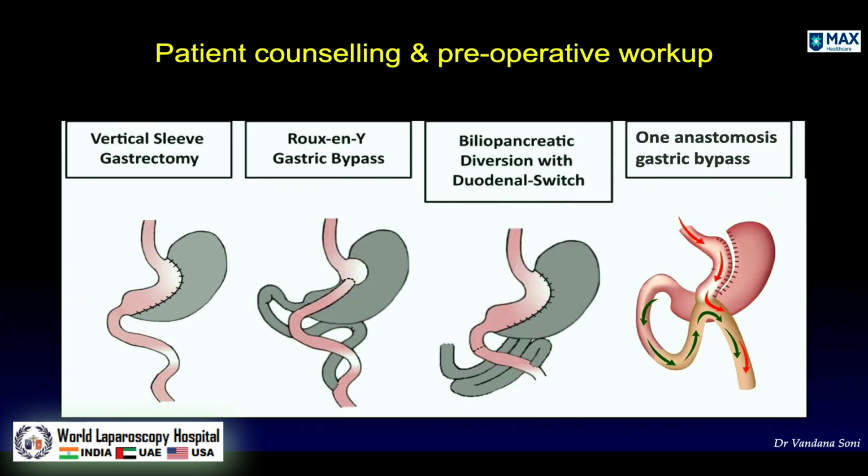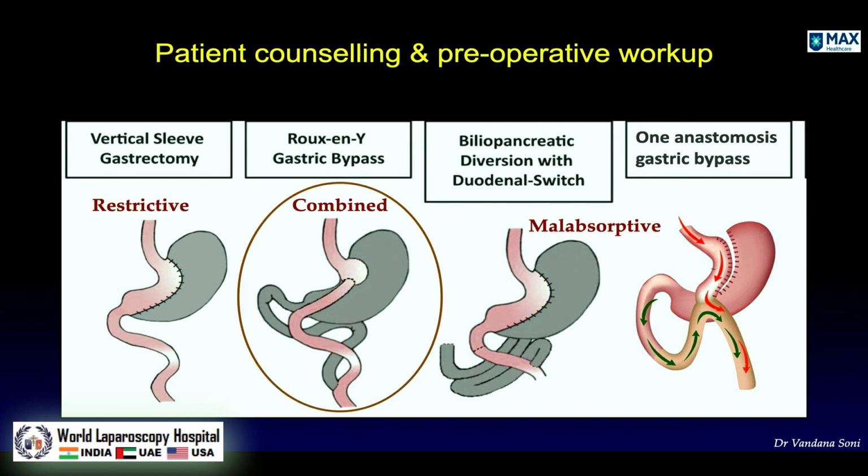So the different procedures which are available have evolved along restrictive, malabsorptive and combined elements, which include the vertical sleeve, the Roux-en-Y, biliopancreatic diversion, and the one anastomosis or mini gastric bypass, of which we are going to discuss the Roux-en-Y gastric bypass in more detail here today.